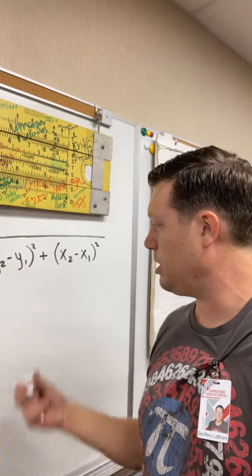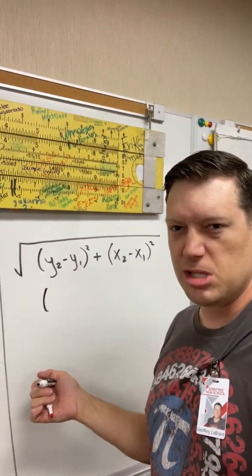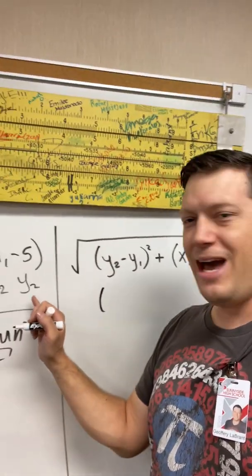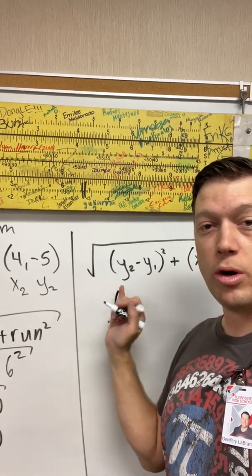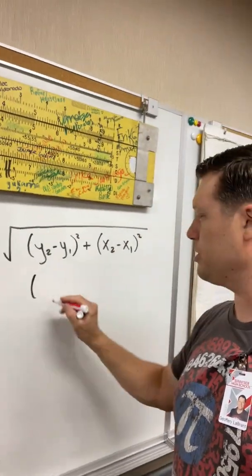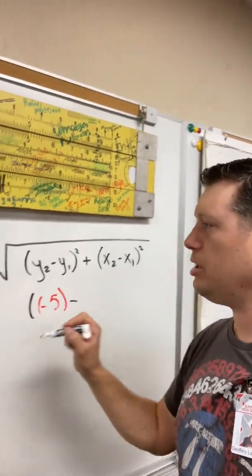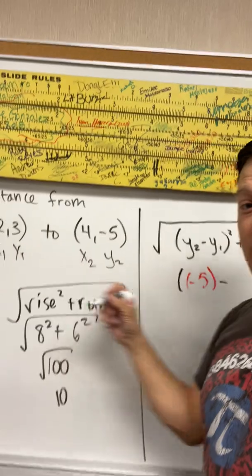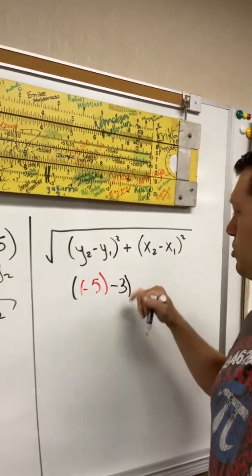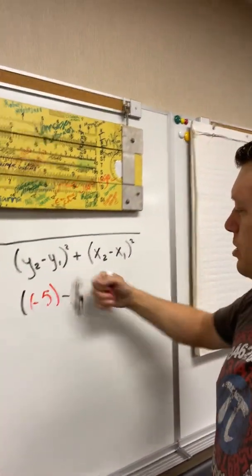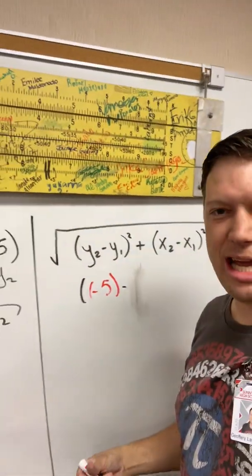You should use parentheses around the beginning of this one. And so my second y coordinate is -5. That needs to go in parentheses. And then we're going to continue the subtraction. The y coordinate here is 3. So -3.